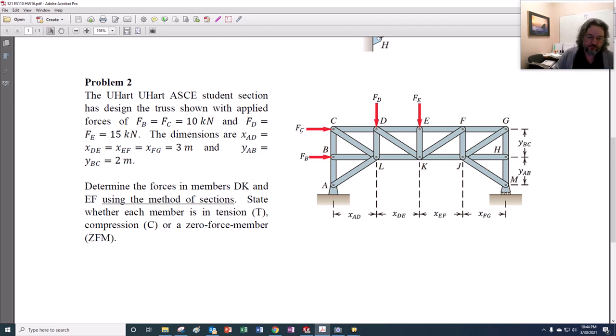So here's problem 2 for homework 16. The UHart ASCE student section has designed the truss shown. Wow, there's a lot of typos here.